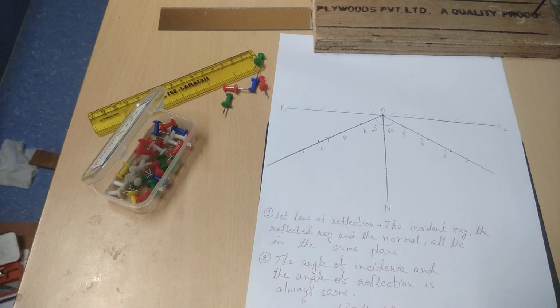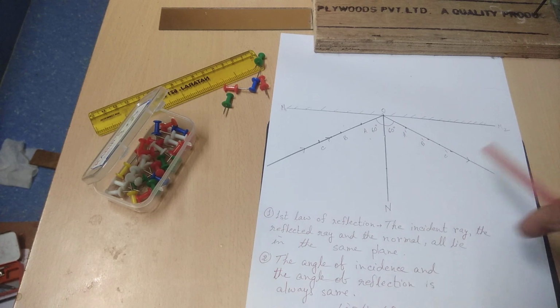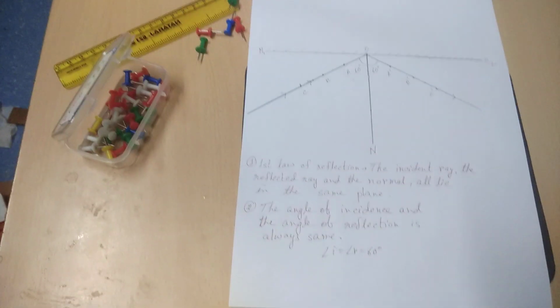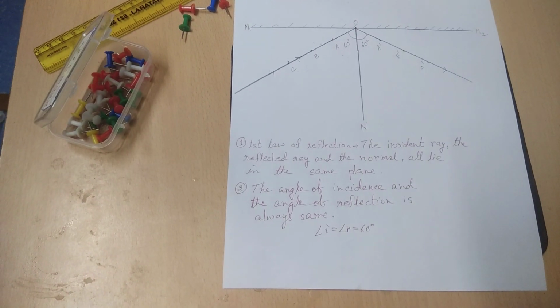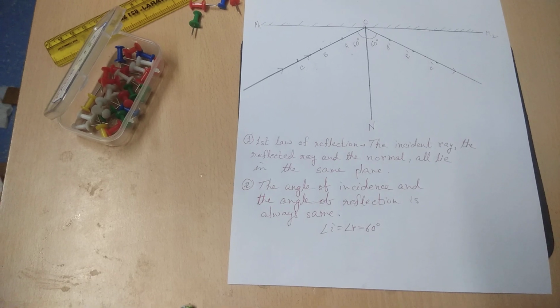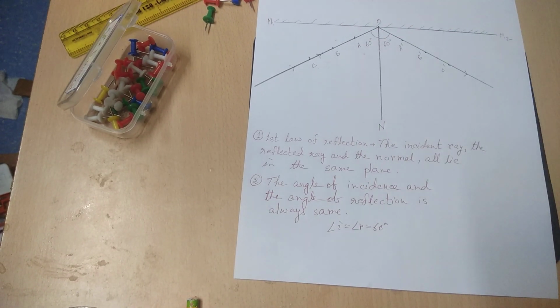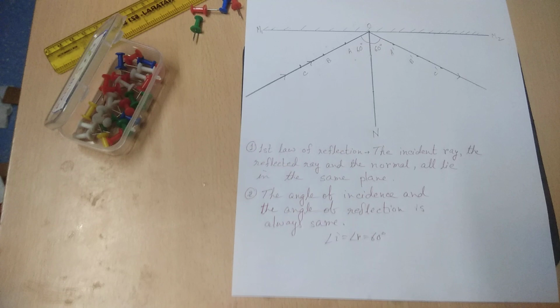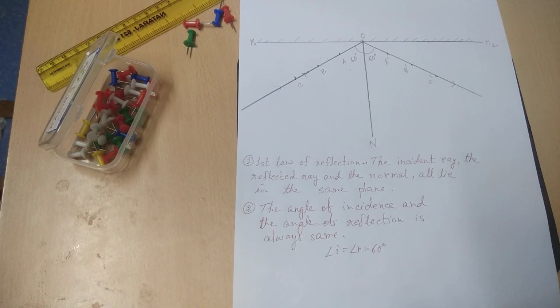Now see that we got the two laws of reflection. The first law of reflection is the incident ray, the reflected ray and the normal all lie in the same plane, that is in the plane of the paper. And the second law is the angle of incidence and the angle of reflection is the same. It is angle I equal to angle R is equal to 60 degree. Right? Here we have verified the laws of reflection in a plane mirror.